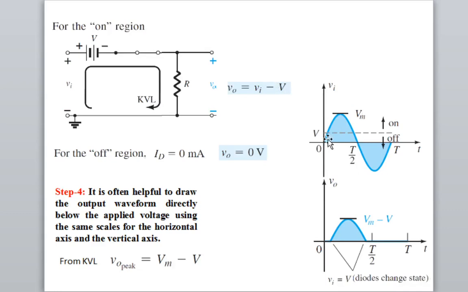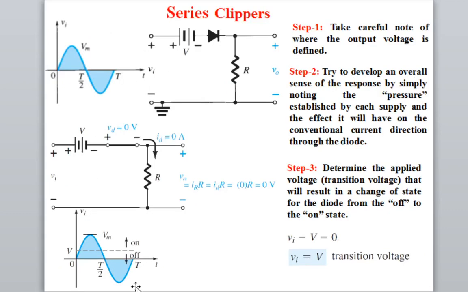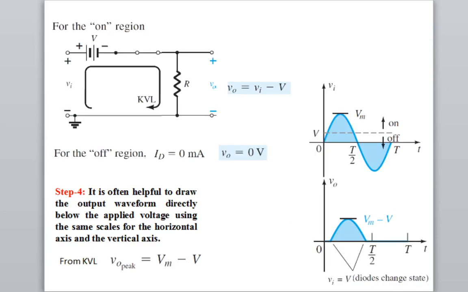Now if you go back here, when the input voltage goes below this, the diode will be in the off state. If you go for the off region of the diode, obviously we know that when the diode is in the off region, it will behave like an open circuit, with 0 current. So ID will be equal to 0. If ID is equal to 0, there is no voltage drop across the resistance, so the output voltage Vo will be equal to 0.